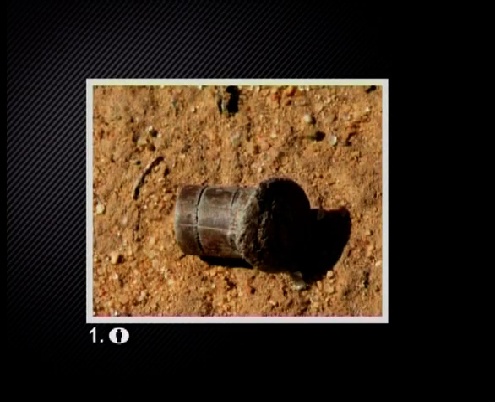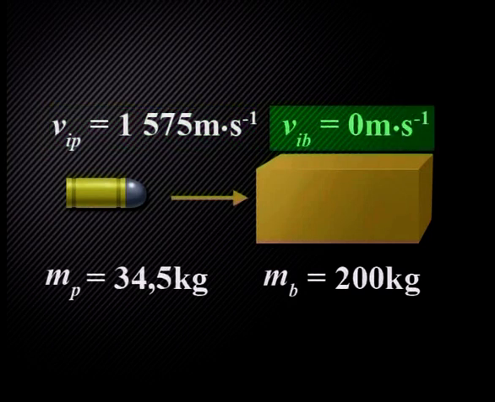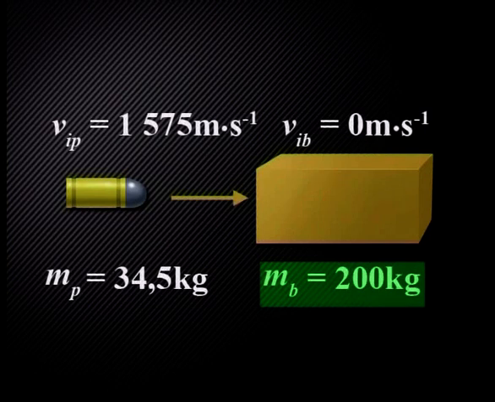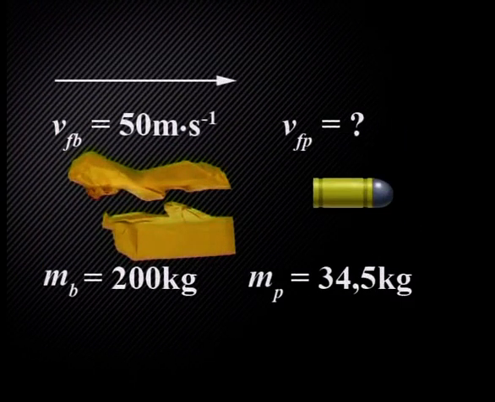Sometimes the projectile itself will change shape or be deformed. We can do a calculation to prove that the collision between the metal box and the projectile is inelastic. As the projectile approaches the box, it is traveling at 1,575 meters per second. The box, however, is stationary. The box has a mass of 200 kilograms and the projectile's mass is 34.5 kilograms. After the projectile has passed through, the box moves at 50 meters per second in the projectile's original direction.